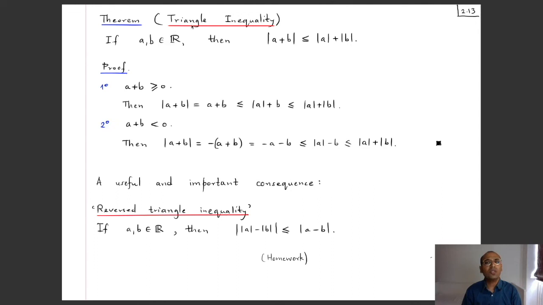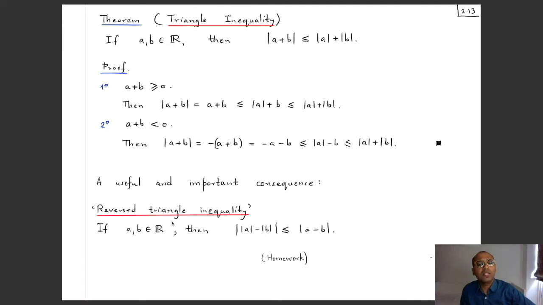Now why is it called the triangle inequality? We'll see in a minute, but before we do that, let me tell you about an important and useful consequence of this triangle inequality, which is sometimes called the reversed triangle inequality. So this you will do as one of the homework problems. I assigned that, and so you will see how to prove this. But you will use the triangle inequality to deduce this one.